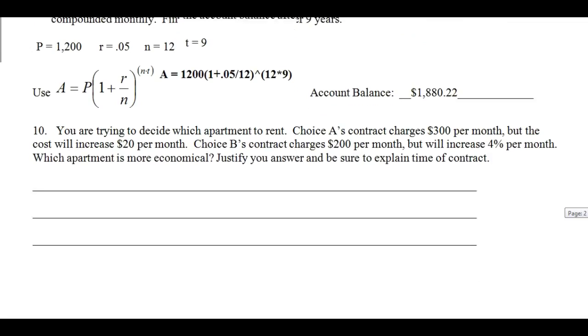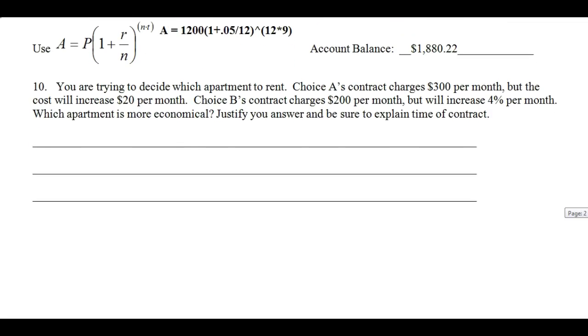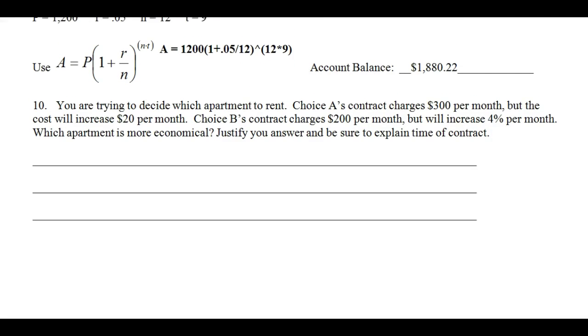Okay, not bad so far. Shoot, we're already at the last question? Yeah. We're trying to decide which apartment to rent. Choice A charges $300 a month, but the cost increases $20 a month. Choice B charges $200 a month and will increase 4% per month. Which apartment is more economical?